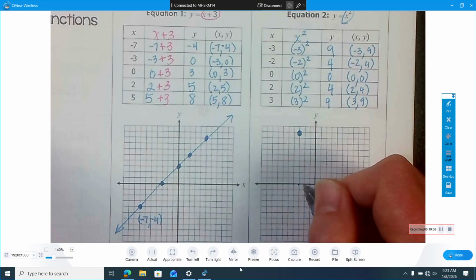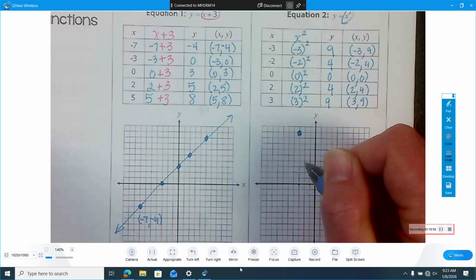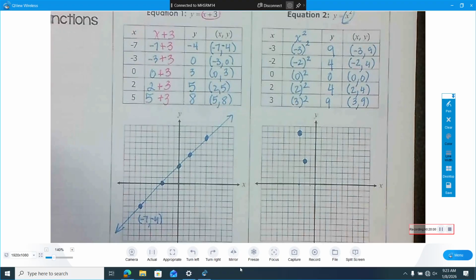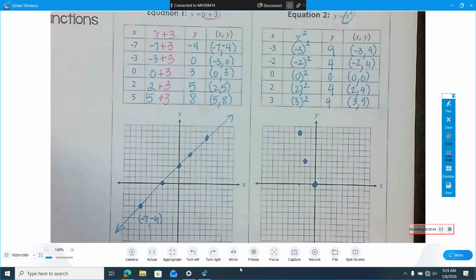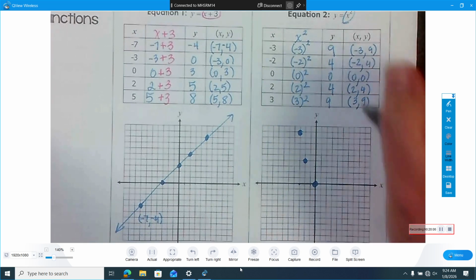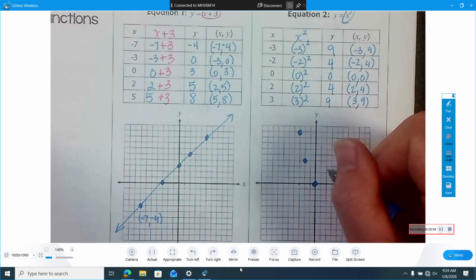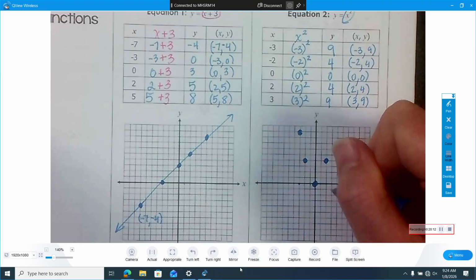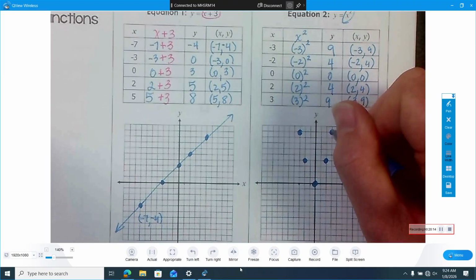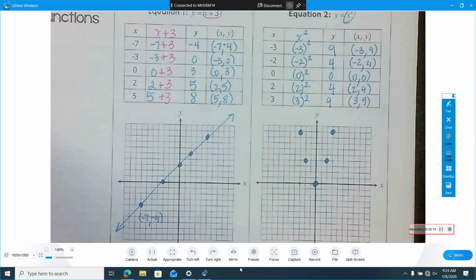-2, 4 says go left 2 and up 2, 3, 4. 0, 0 is right at the origin. And then we have 2, 1, 2, 3, up 4. And 3 up to 9. What is this shape?